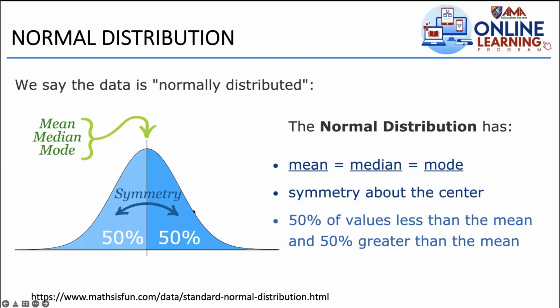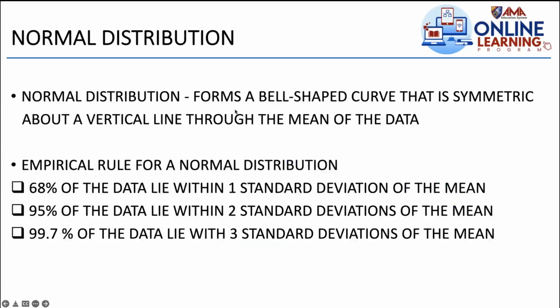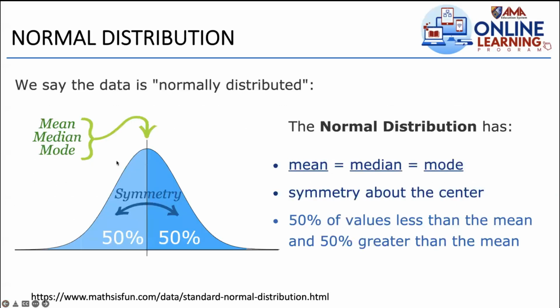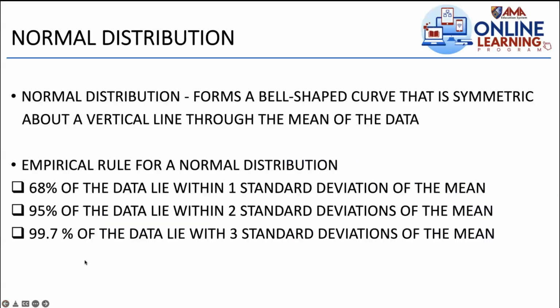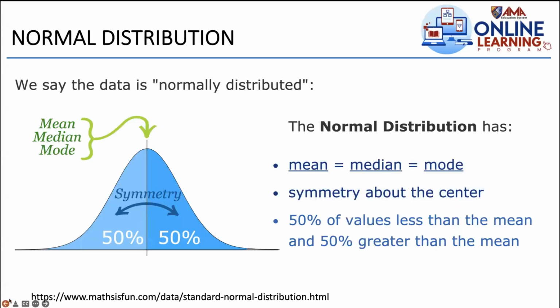Anyway, let's talk more about this normal distribution. As mentioned in your module, it forms a bell-shaped curve that is symmetric about a vertical line through the mean of the data, as also mentioned on this website: symmetry about the center, so about the mean, where the mean equals the median equals the mode.